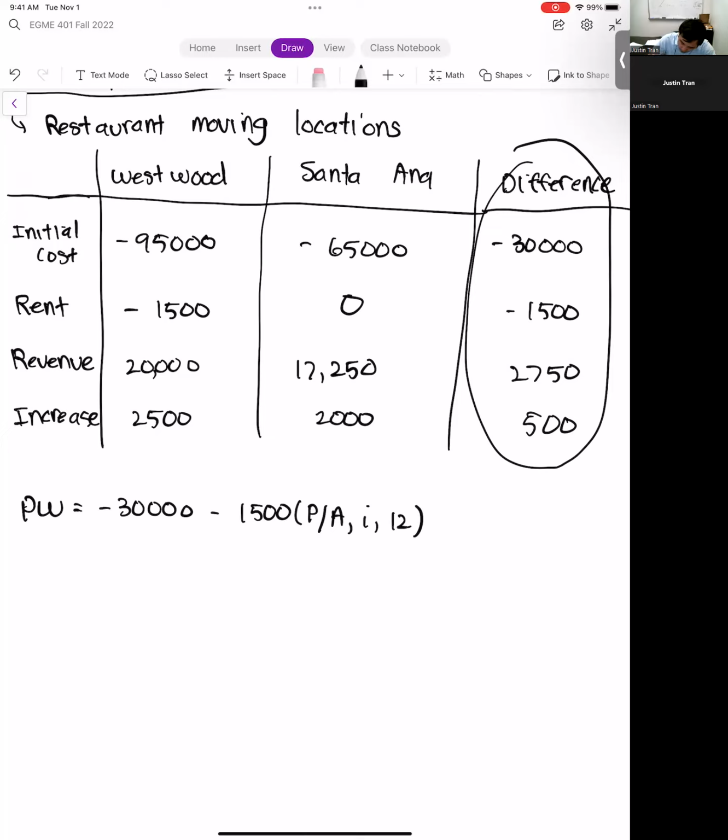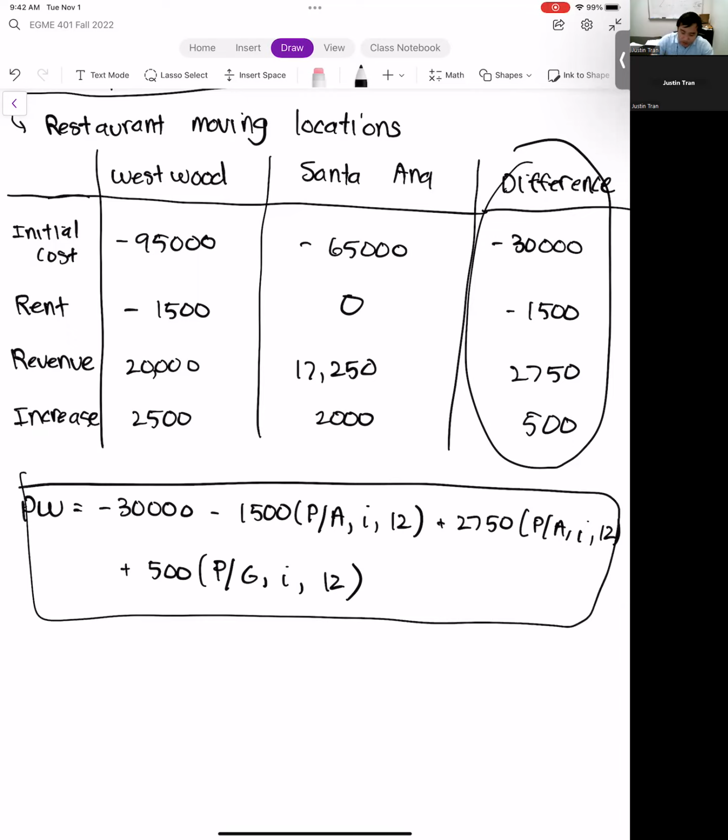Then what we have is the difference in revenue. And so the difference in revenue is a positive 2,750. And so this is going to be P over A, i, 12. Okay. And then we have the increase. I'm not writing out the full problem statement here, but if you read the problem, this should be a bit more clear. What the problem is saying is that each month, the revenue is expected to increase by that flat amount each month. And so if we take the difference between them, that's $500. And we know any increases like that are characterized as a gradient. So that's going to be P over G, i, since we don't know the interest rate, and 12. And I think in the problem it tells you that it's for 12 months too. Okay.